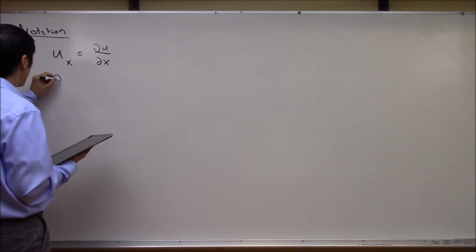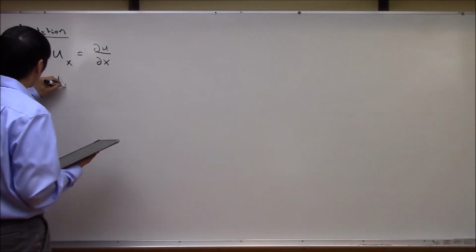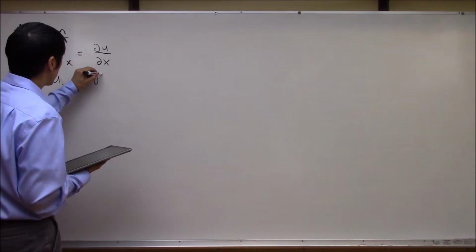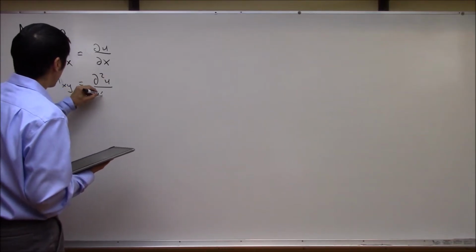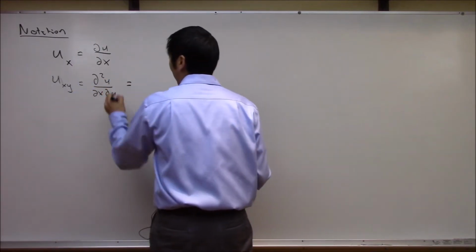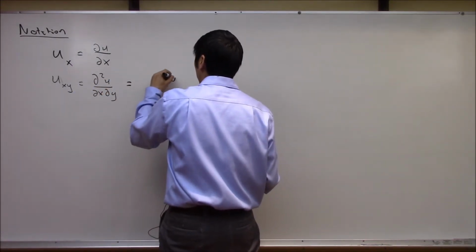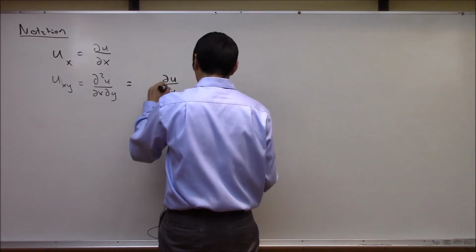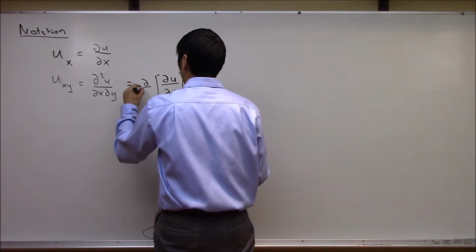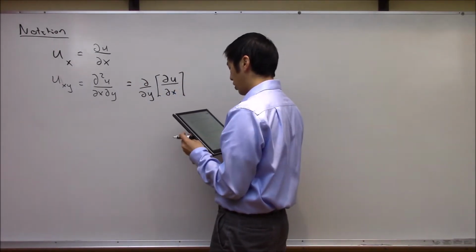And you might see things like u_xy here. Again, this is shorthand notation for partial squared u with respect to x and y, which is even shorter hand notation for the very verbose way of saying, take the partial of u with respect to x, do that first, and then take the partial of the result with respect to y. So again, all of these are equivalent in notation.